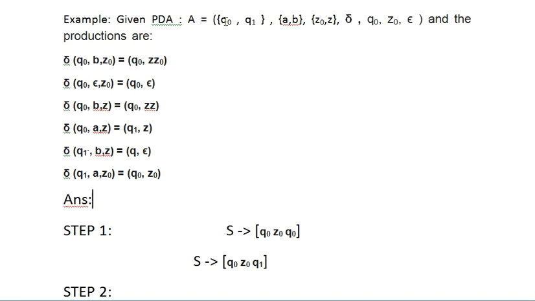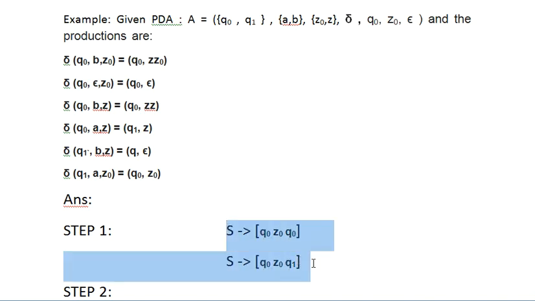How many states are there? There are 2 states. So how many start productions will there be? 2 start productions. I have already written them here. The first 2 positions will be fixed. The first position is always the initial state, the second position is always the initial stack alphabet, and the third position ranges over the states. So suppose Q naught is the first state, I have written the first production for Q naught and the second one for Q1. These are the 2 context-free grammar productions for the start symbol.